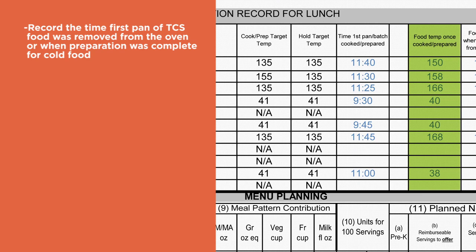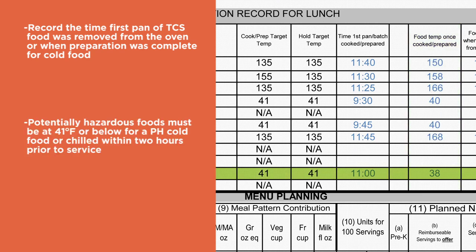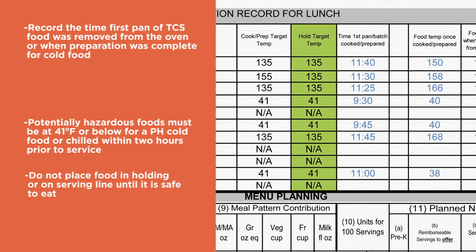If a cold food is not at 41 degrees Fahrenheit or colder, it can be safely cooled down if one knows that it has not been in the temperature danger zone for more than 4 hours. Chill the food to this temperature within 2 hours in order to serve it safely. Food should never be placed in holding or on the serving line until it is at a safe temperature for consumption.